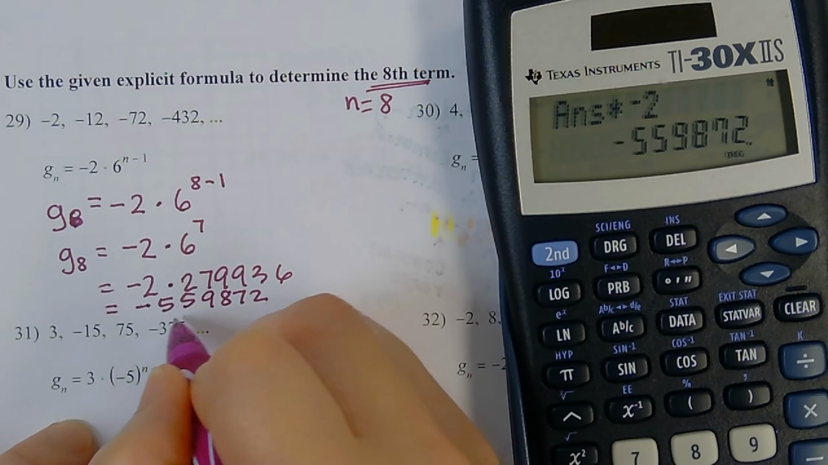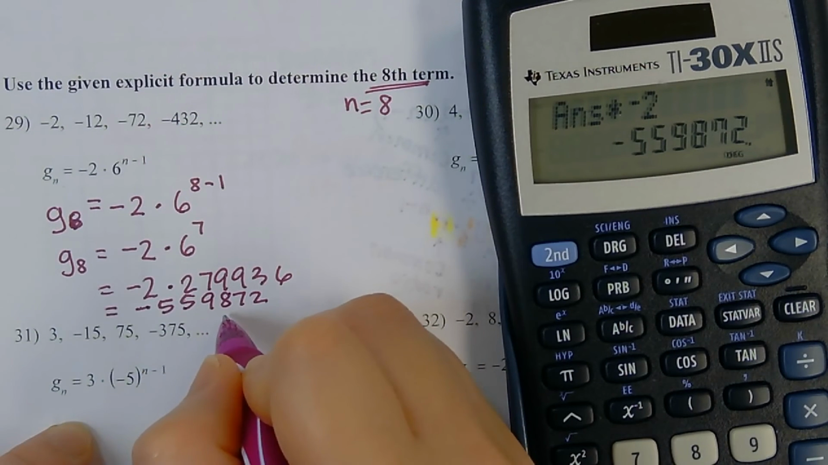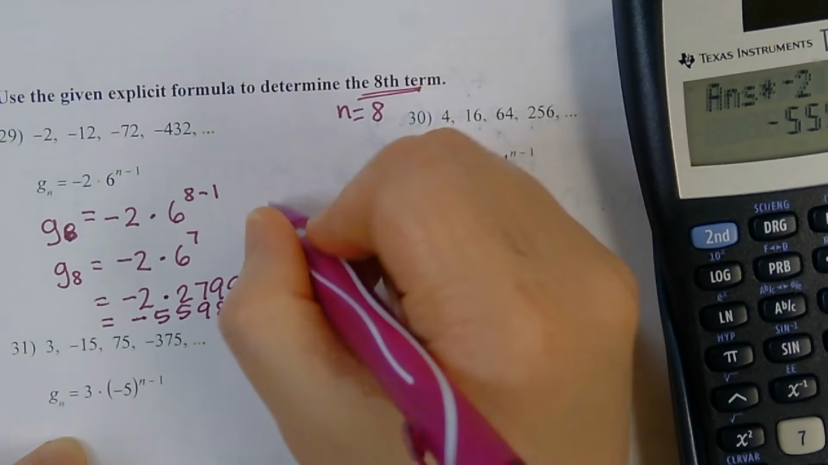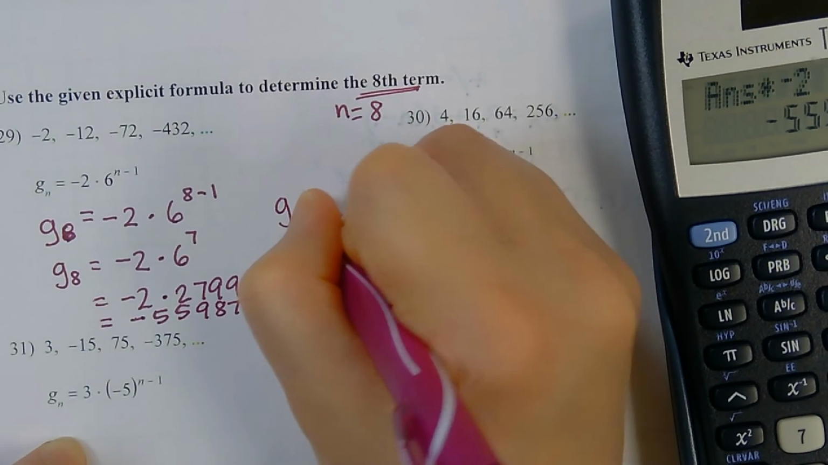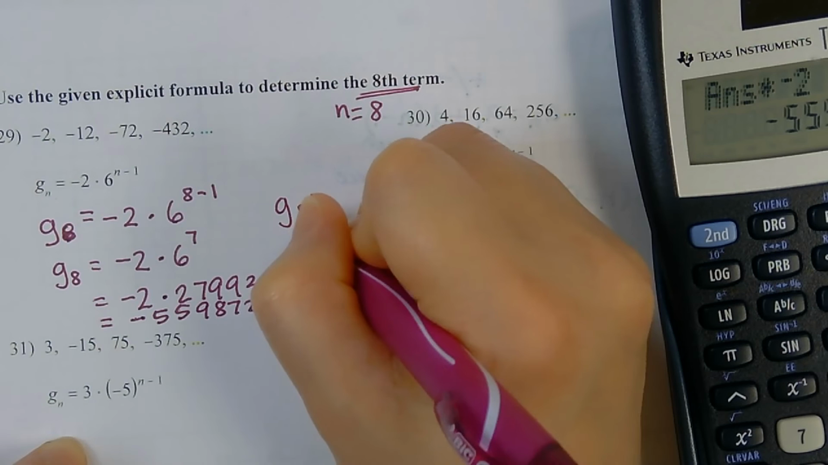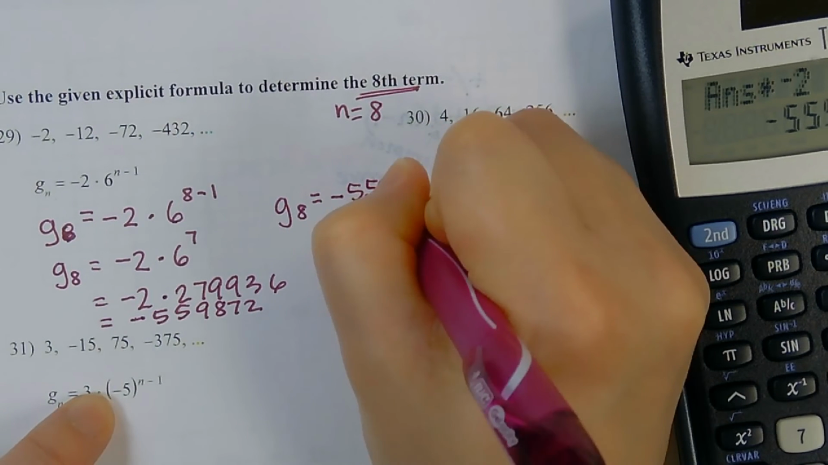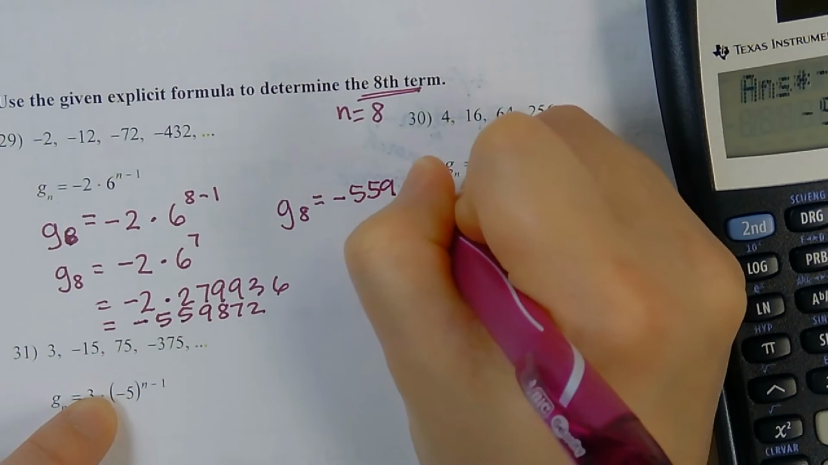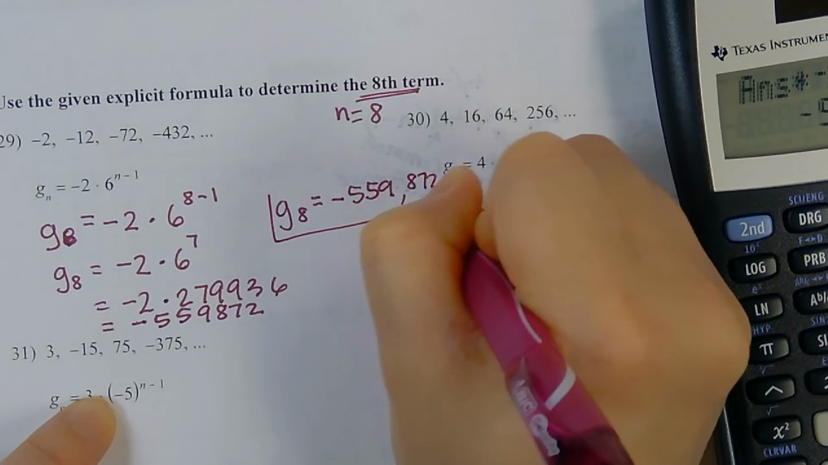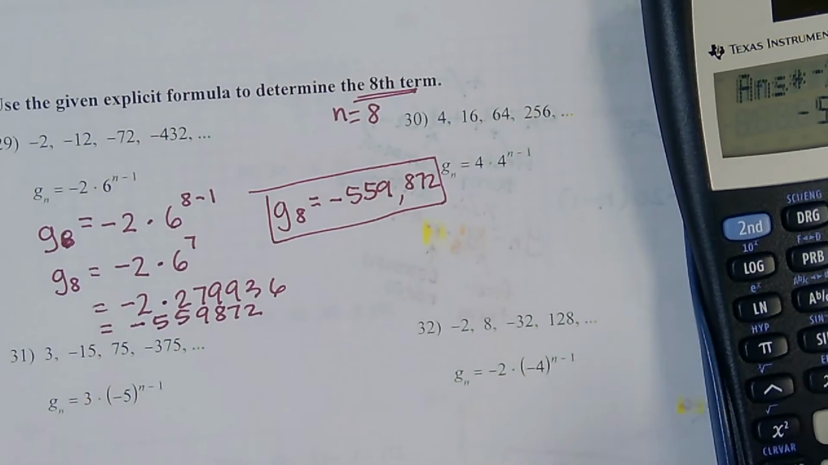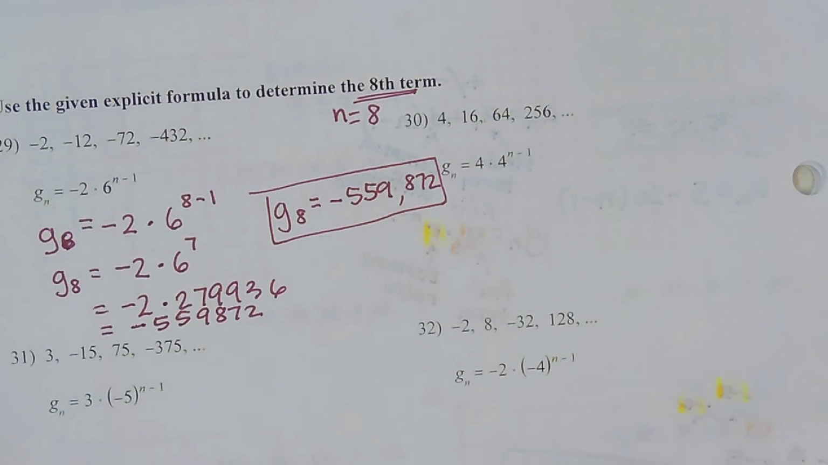So that would be -559,872. So I'm going to just write this nicer. So g of 8, so g sub 8, which is going to be our 8th term, is equal to 559,872. Ta-da! Done, just like that.